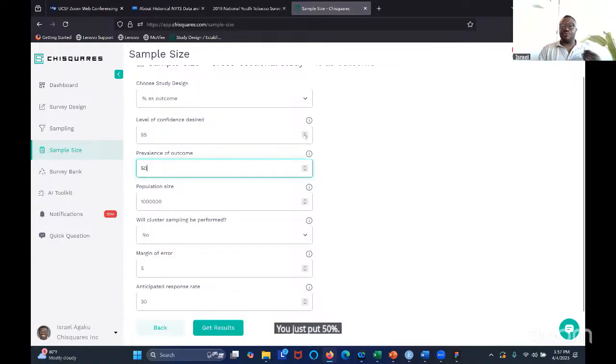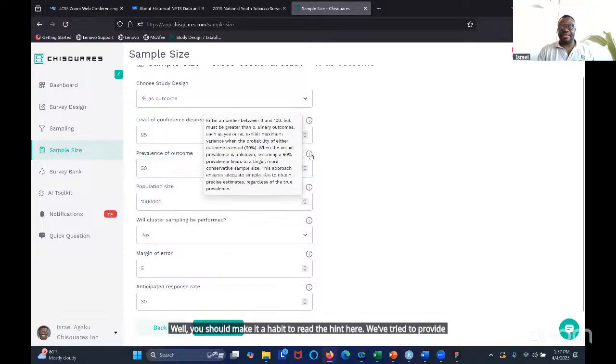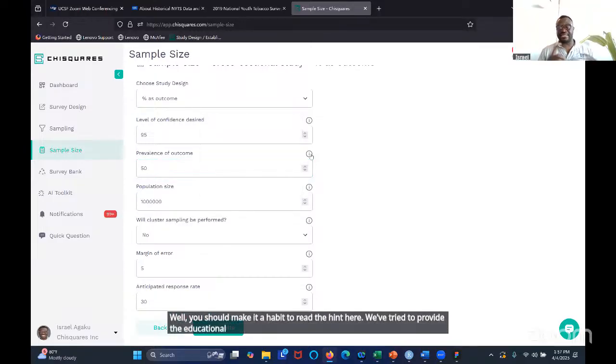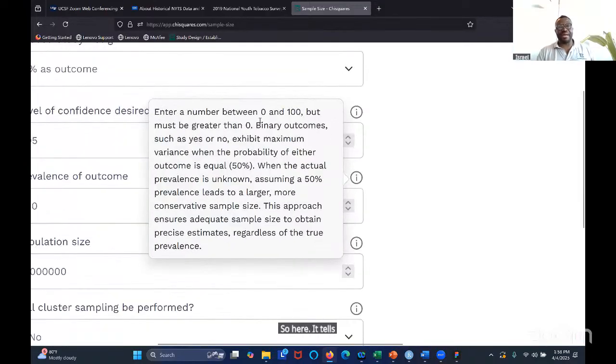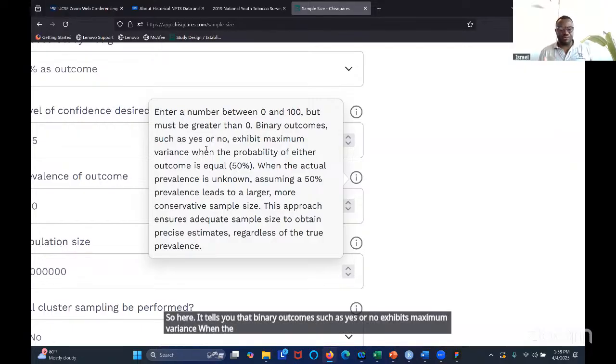And what is special about 50%, you might ask? Well, you should make it a habit to read the hints here. We've tried to provide educational hints that explain the context so that you can understand. It's not just about entering some random numbers into an app and getting a number. It's important to understand the context as well. So here, for example, it tells you that binary outcomes such as yes or no exhibit maximum variance when the probability of either outcome is equal.